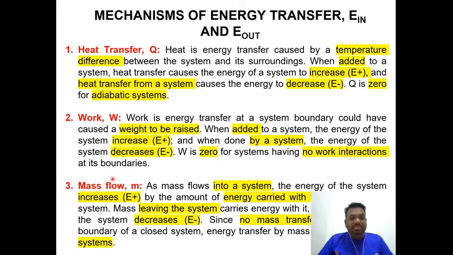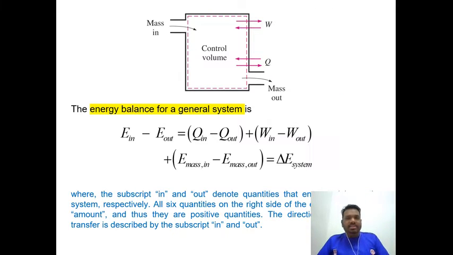The third one, mass flow. We call it with a small m. If the mass comes into the system, similarly, you put E plus, and if it leaves the system, you put E minus. You need to know that since no mass transfer occurs in the closed system, as we have seen earlier, the energy transfer for mass will be 0 for a closed system. For an open system, we have a value. So you can see here.